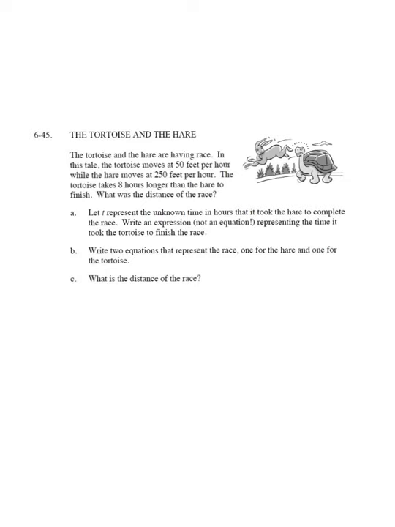The tortoise moves at 50 feet per hour, the hare moves at 250 feet per hour. It says the tortoise takes 8 hours longer than the hare to finish. What was the distance of the race? So, our unknown, one of them anyway, is going to be the distance. We know that whatever the distance is, they both ran the same distance because they ran the same race. It just took the tortoise much longer to do it, but it's the same distance.